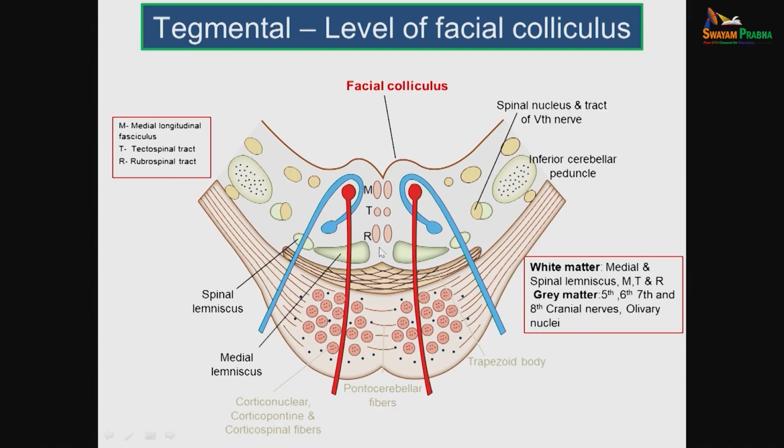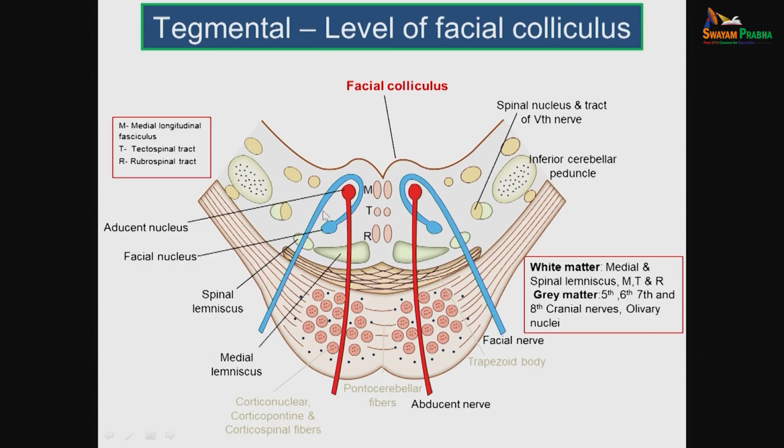Now, next what we see is the grey matter. Where you see there is a spinal nucleus, the tract of the trigeminal nerve. And then we have the abducent nerve nucleus. You can see the abducent nerve nucleus with the abducent nerve. Then we see the facial nucleus, the motor nucleus of the facial nerve, with the facial nerve, which emerges through this basilar part.